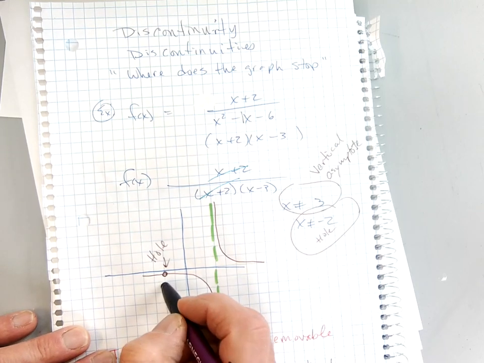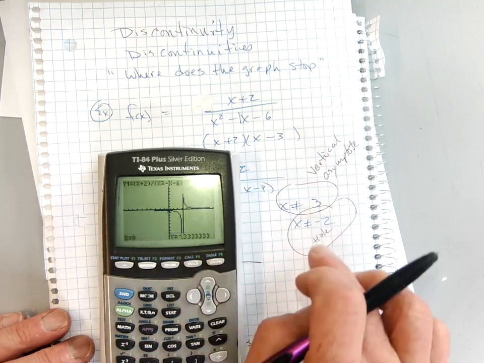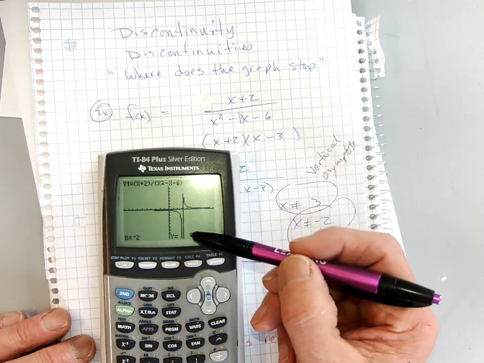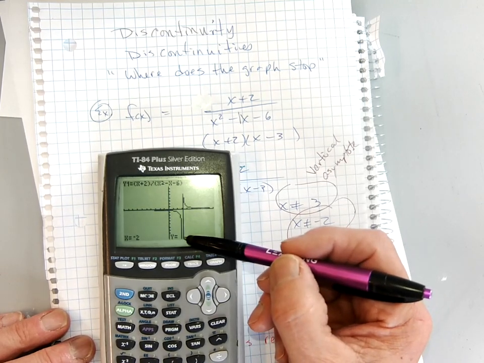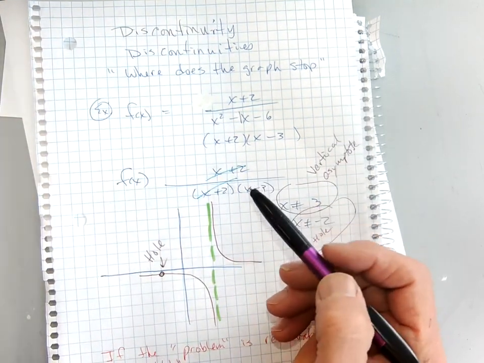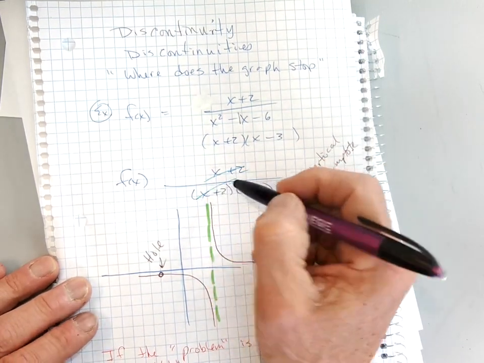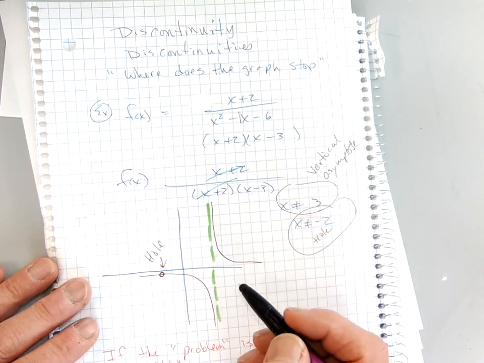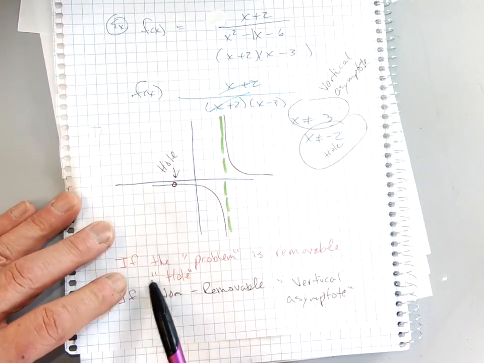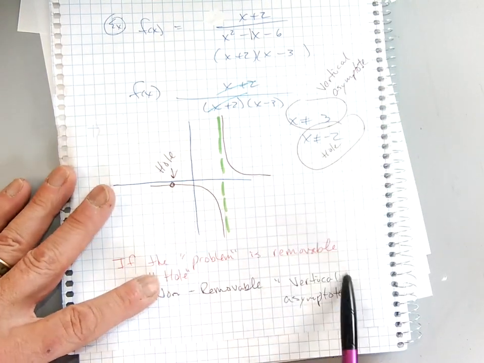Now this hole's weird, because if I were to use my trace button, if I go to trace, and if I go to -2, then you see there's no y value, because there's a hole there. Technically, this -2 does not exist, because it can't. But for some reason, there's a hole, not an asymptote. So we talk about this. Since we can cancel out the x plus 2, if the problem's removable, it's a hole, okay? So we talked about this. If the problem of being divided by 0 is removable, we end up with a hole.